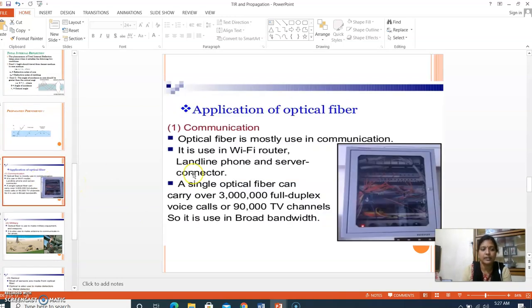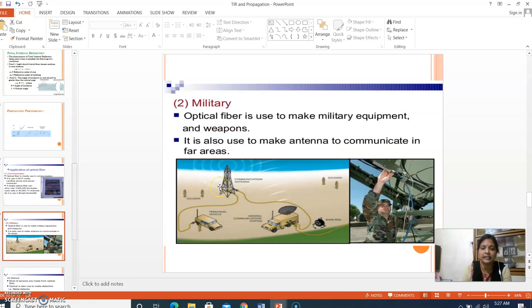Now we will go into the applications of an optical fiber. The main application of optical fiber is in communication. We use it in Wi-Fi routers, servers, and landline ports because of its large bandwidth, such that it can carry more information. The other application is military. Optical fiber is used to make military equipment, weapons, and antennas to communicate with far areas.